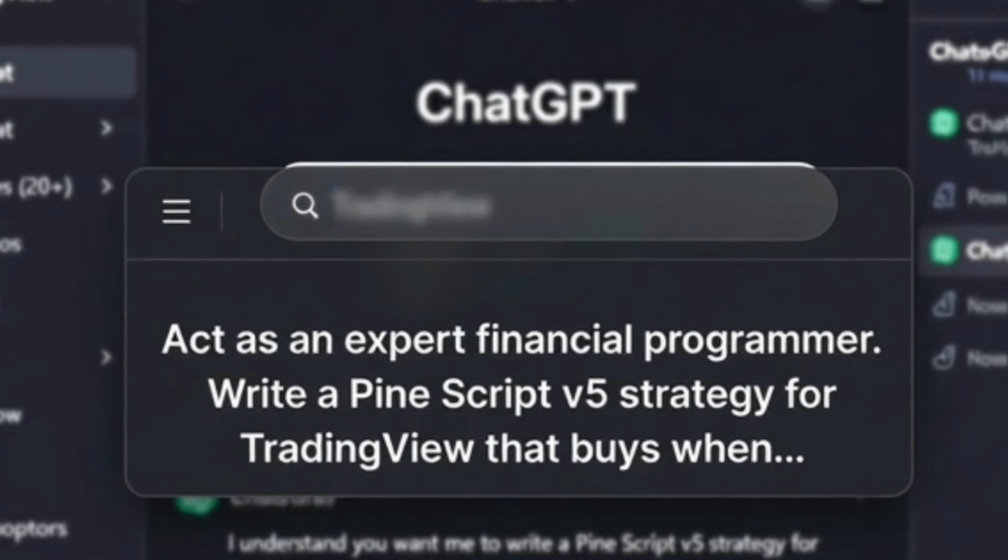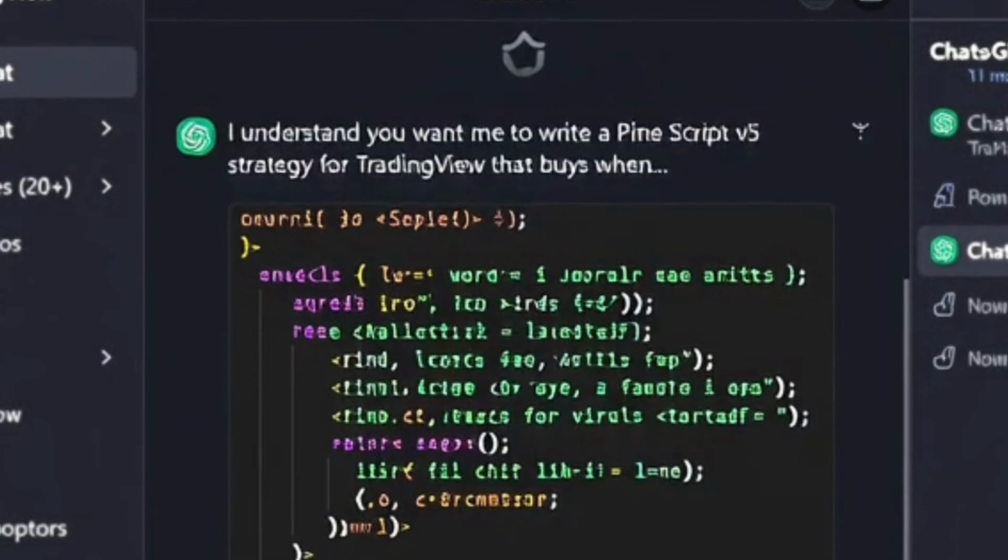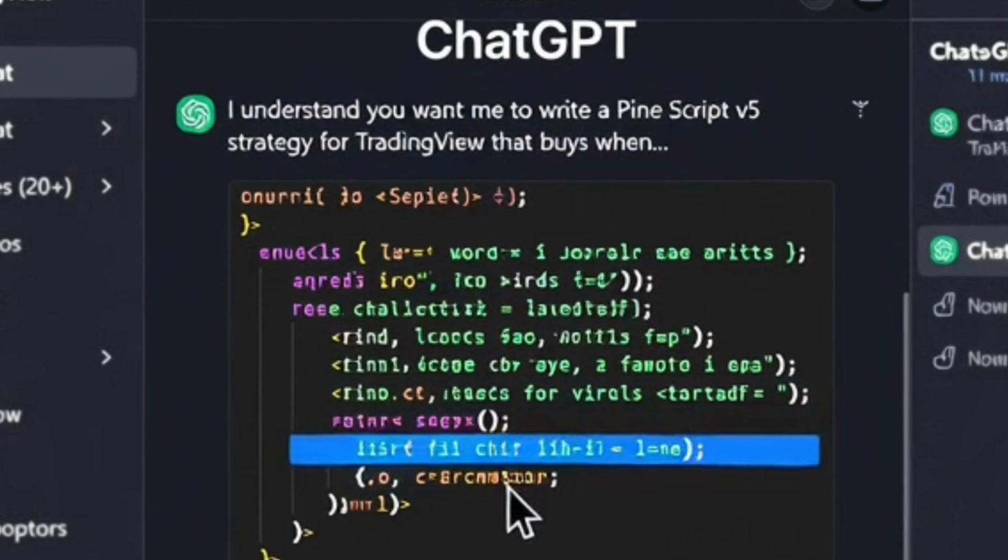I asked ChatGPT to act as an expert financial programmer and write a flawless PineScript strategy for TradingView. Within seconds, the AI generated a complete, error-free script ready to deploy.